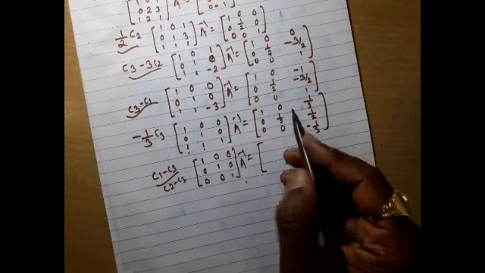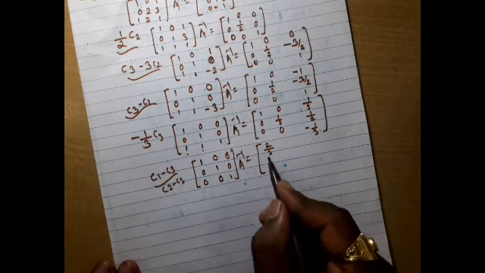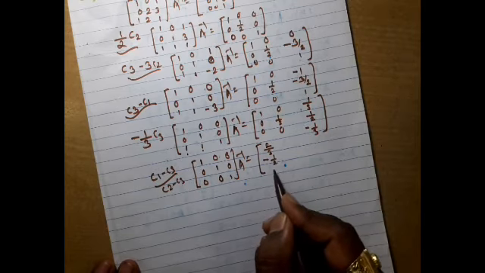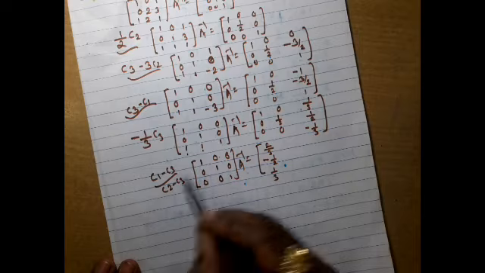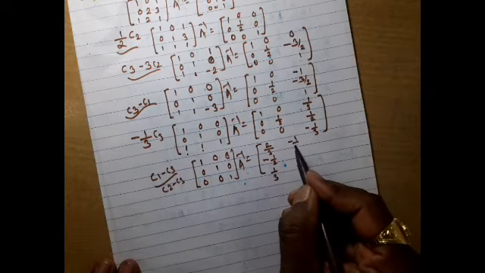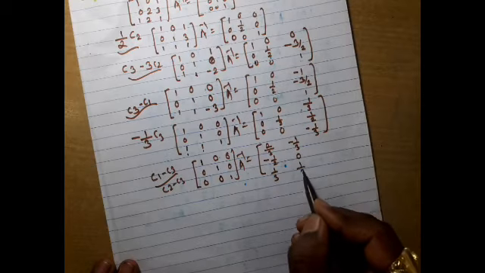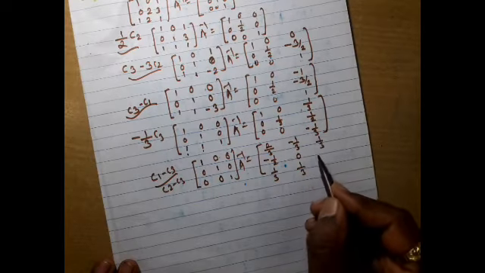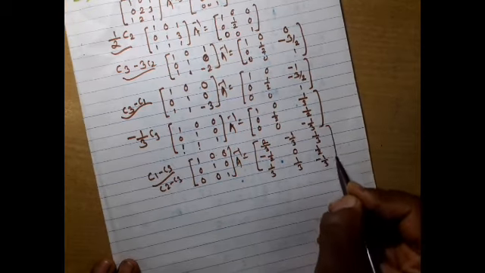1 minus 1 by 3 is 2 by 3. This is minus 1 upon 2. This is plus 1 upon 3. It is C2 minus C3. It is minus 1 upon 3. This becomes 0. This is 1 upon 3. 1 upon 3. 1 upon 2 minus 1 upon 3.